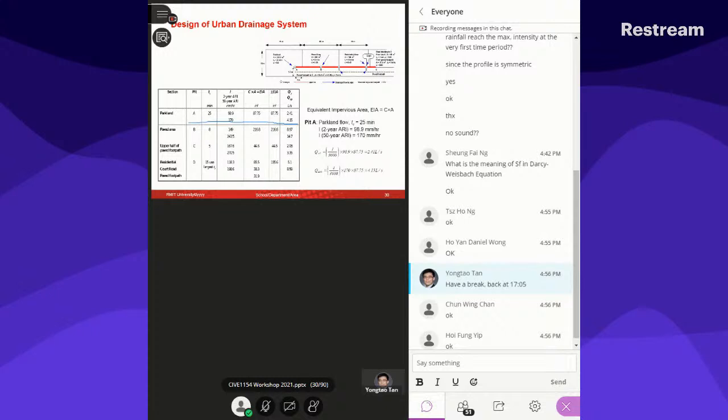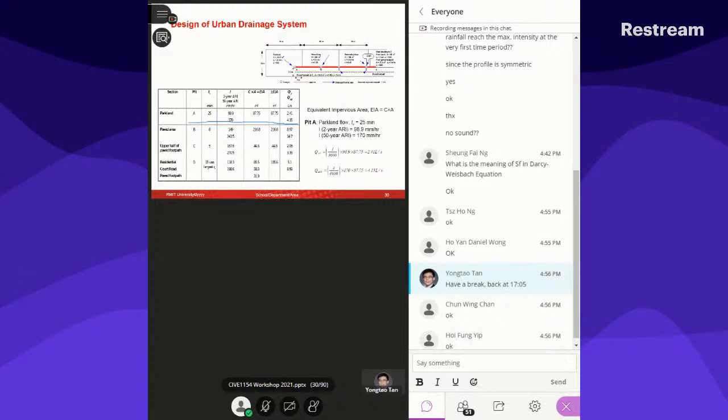For the pipeline flow, the time of concentration is 24 minutes, and with the rainfall intensity and the rational method, we can get the peak flow. Similarly, we can get the peak flow for pit B, pit C, and pit D.